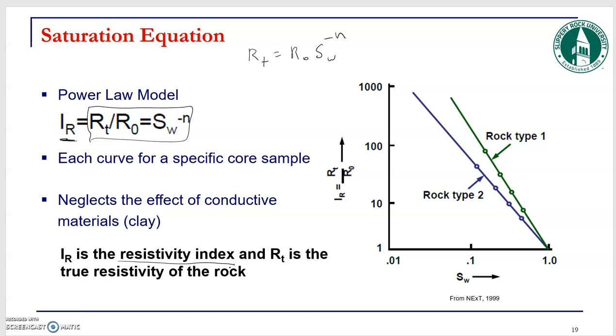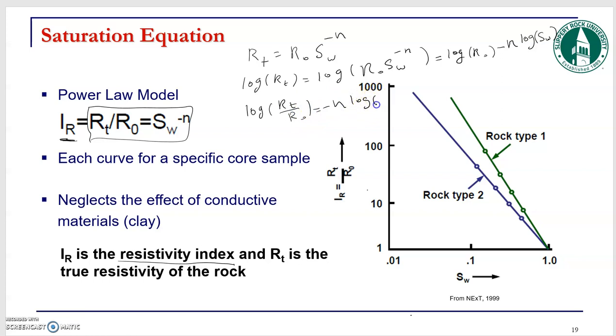Now this is a power law model. What does that mean? It means that if you take the log of each side of the equation, RO times SW to the power of minus n is equal to log of RO minus n multiplied by log of SW, using the log equations and relationships. I can take the log of RO to the other side, so that would be log of RT minus log of RO, which I can write this way, equals minus n log of SW.